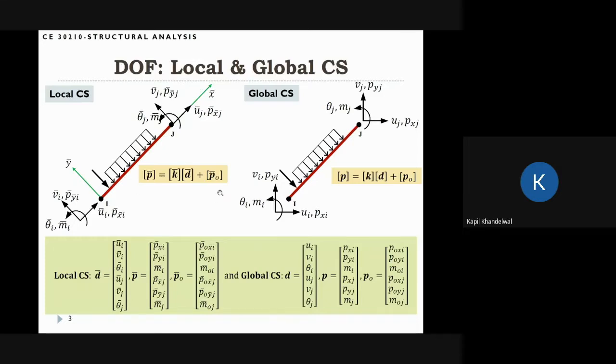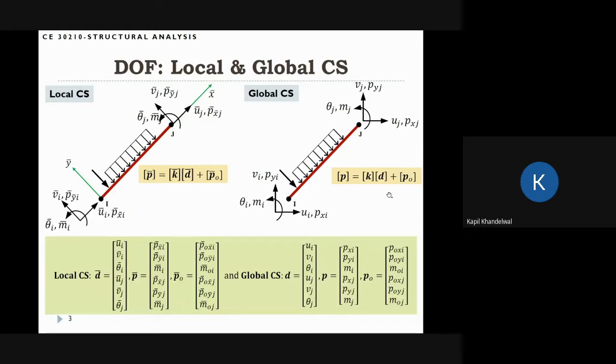And we can write the equilibrium with respect to this local coordinate system. So we can write P bar is equal to K bar times D bar plus P0 bar. I'm using bar to mean it's the local coordinate system. And this is easy to write because this is nothing but a beam element. So you can think in the local coordinate system, the frame element and beam element are the same. But what we are interested in is getting this equilibrium in the global coordinate system. This is what we are looking for.